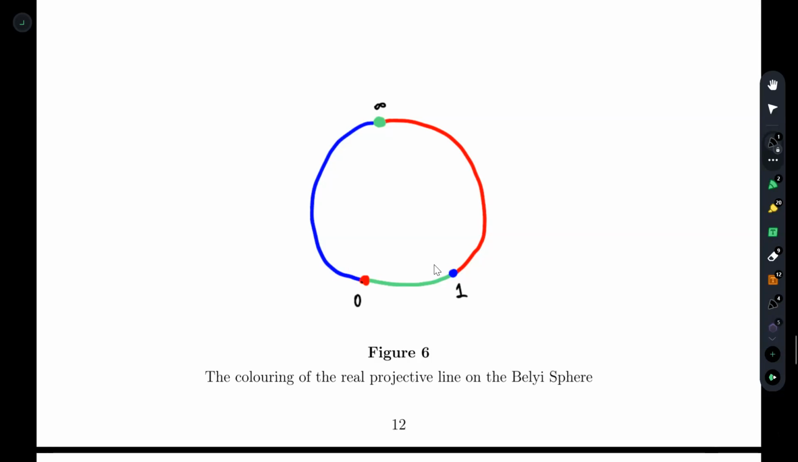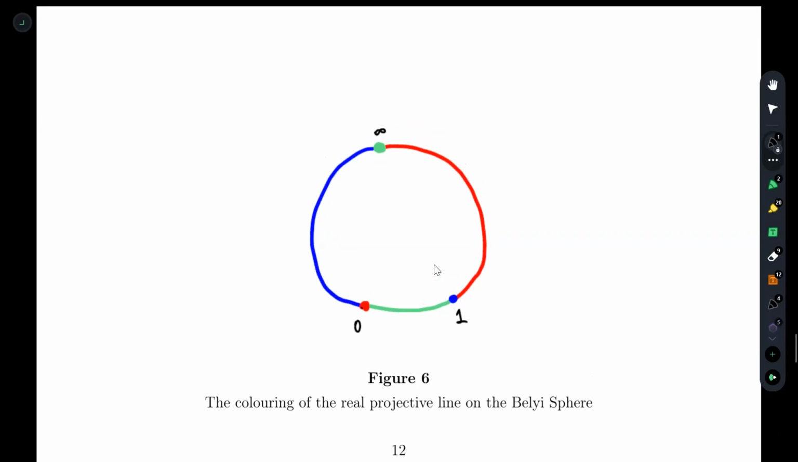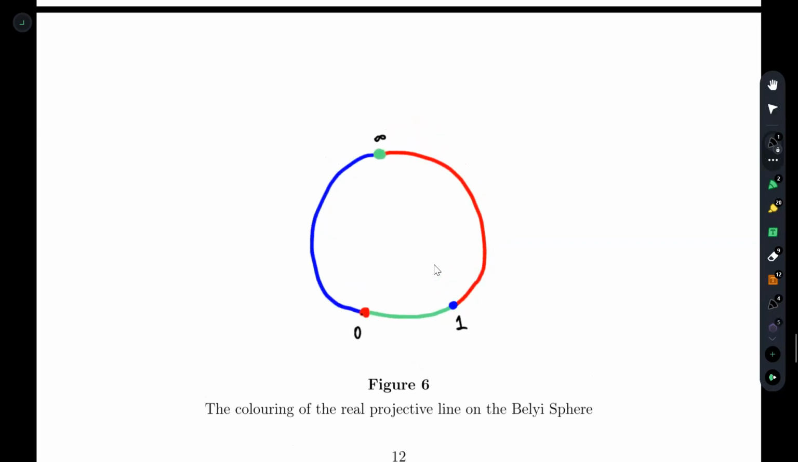So is this clear, the Belyi sphere? Yes, yes. Okay.